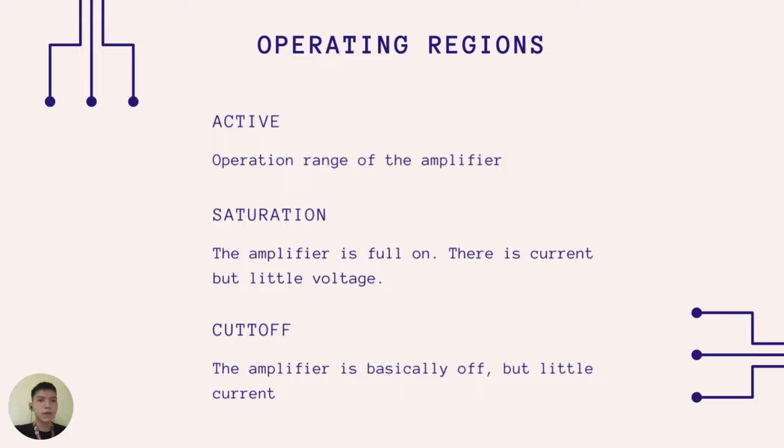So we also have the operating region sa ato ang BJT. So pag ang imong transistor is in the active region, that means ang imong transistor is working as an amplifier. While pag nasa siya sa imong transistor is nasa saturation region, it means that it is acting like a switch. So the amplifier is fully on, there is current but little voltage. And pag imong transistor is nasa cut-off, so that means the amplifier is basically off, with little current.